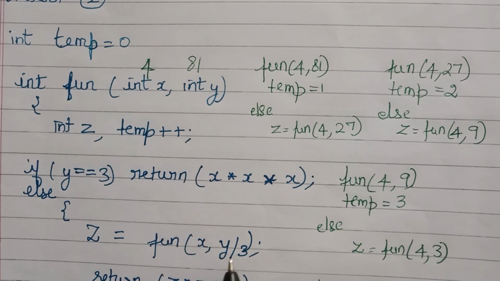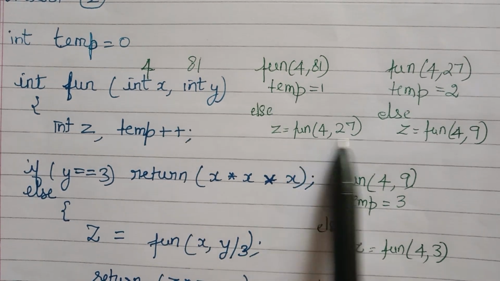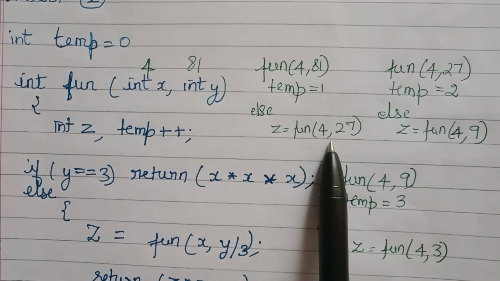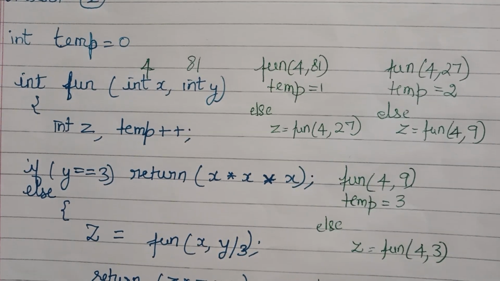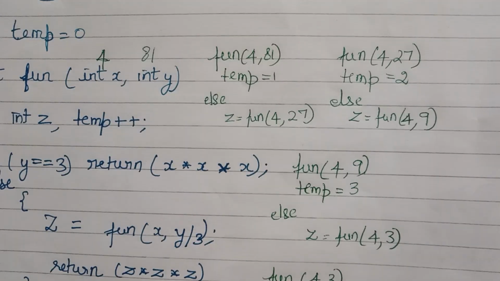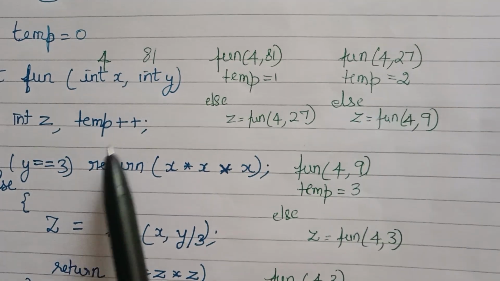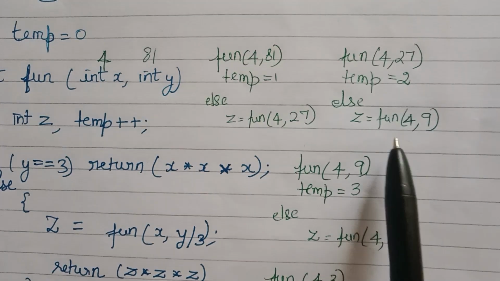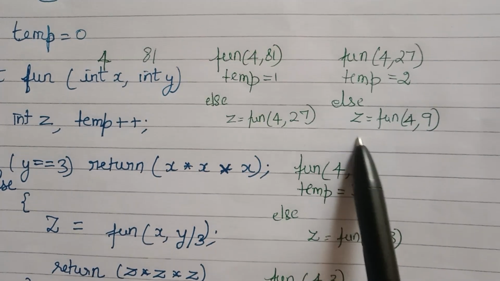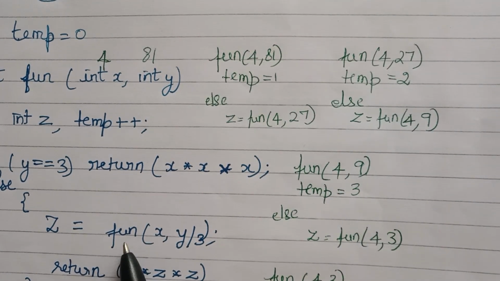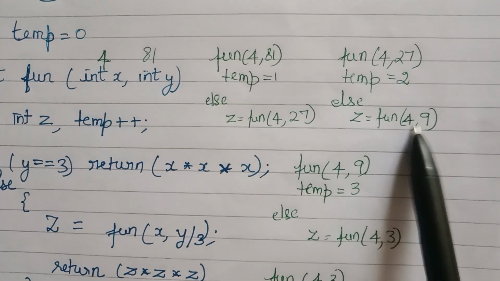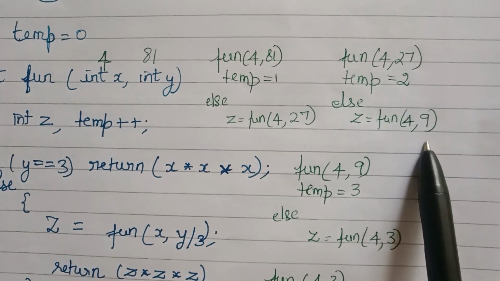So 81 by 3, that is 27. So again you have to call fun of 4 comma 27. Let us see what is happening in this function. Again fun of 4 comma 27, here temp will be incremented by 1, so temp will be 2. Then again it goes to the else part only. Then you have the recursive function, that is fun of 4 comma, now 27 by 3, that is 9.